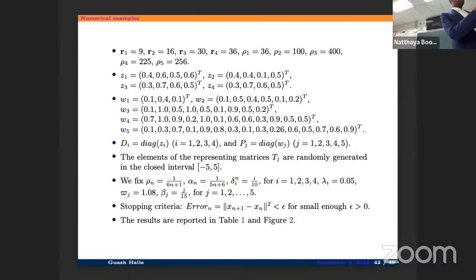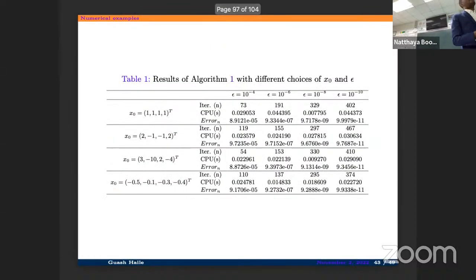So we choose these points and parameter values, and we use the stopping criterion to define this function for small enough epsilon. Then we found these results. So this is just the tolerance, and this is the initial point. So these are numerical results for our algorithm with different cases of initial points and tolerance.